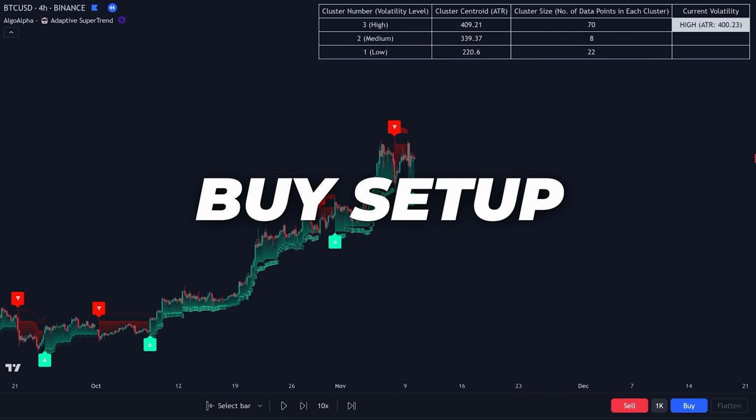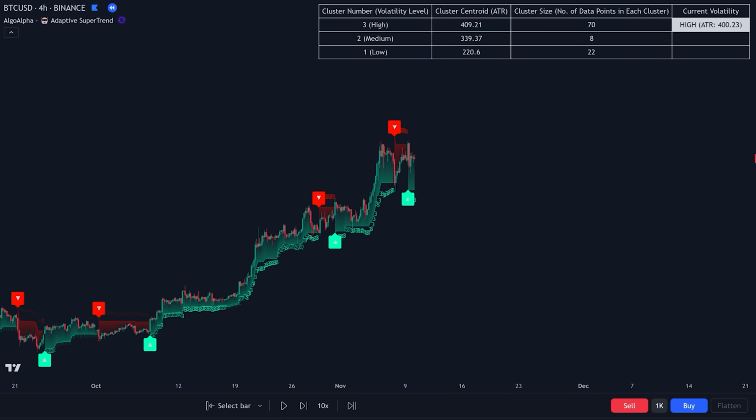Buy trade setup. The Machine Learning Adaptive SuperTrend indicator has identified a bullish trend, highlighted by the green trend zone. The price has recently bounced off the lower boundary of the trend channel, with the green triangle signaling a potential buy entry. The current high volatility level further confirms the setup, indicating that the market is experiencing significant movement, making it more likely that the price will continue its upward momentum after the bounce.